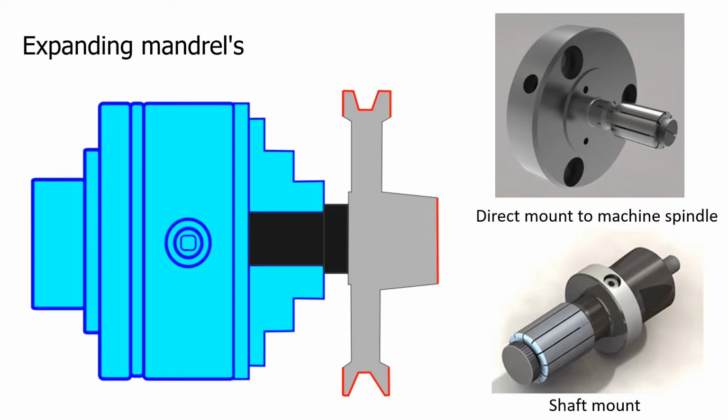Expanding mandrels. Using the reverse jaws or a fixture on the lathe for the second operation is not our only option. The expanding mandrel is a close relative of the collet, but designed to clamp on the inside rather than the outside of material. These are available as direct mount to the machine spindles or shaft mounted for collet chucks and regular chucks.